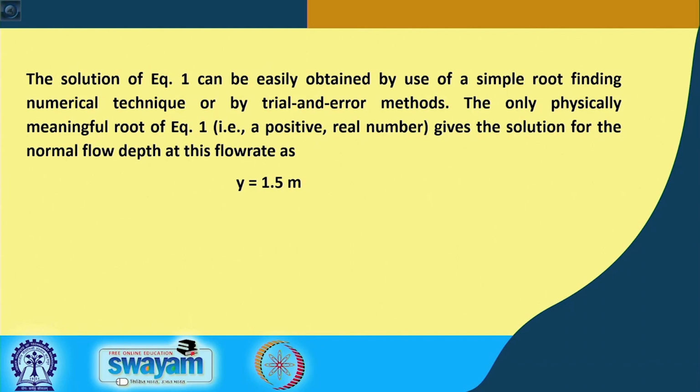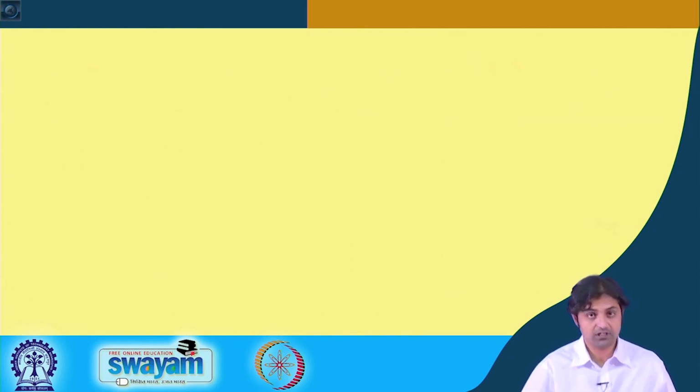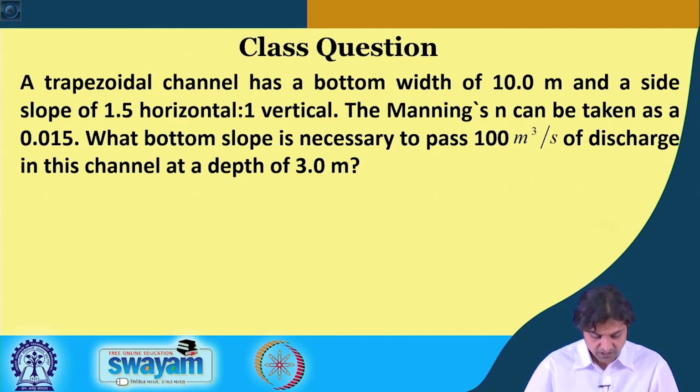Now, we are going to solve another question at the beginning of this lecture itself, and it says a trapezoidal channel has a bottom width of 10 meter, and a side slope of 1.5 horizontal to 1 vertical. The Manning's n is also given as 0.015. Now, the question is what bottom slope is necessary to pass 100 meter cube per second of discharge in this channel at a depth of 3 meter.